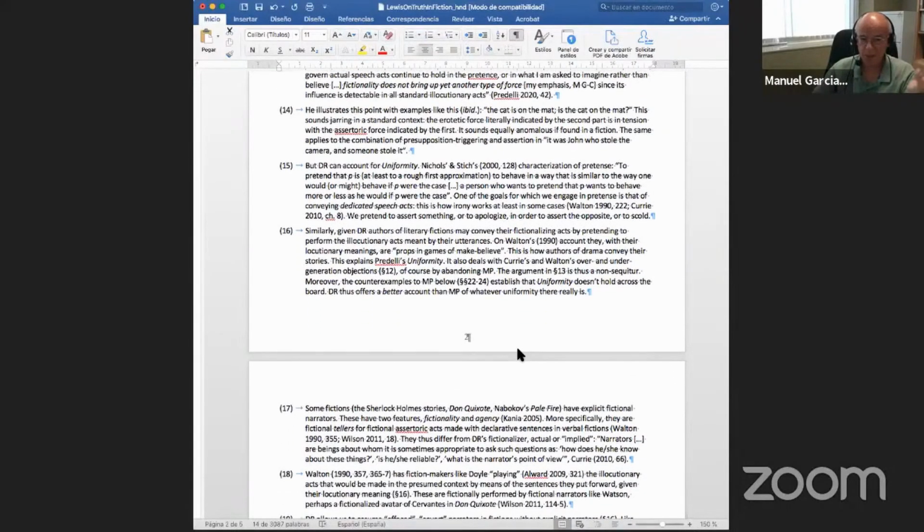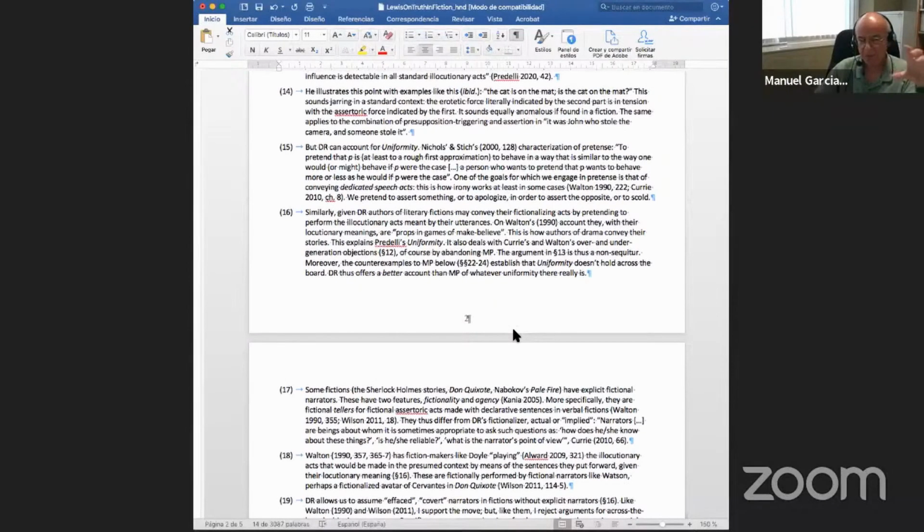So this explains the uniformity that Predelli finds in fiction and non-fiction. It's compatible with DR that in many cases fictionalizing is done by pretending to do ordinary speech acts. I didn't present these other objections, so I will not go into that. So this shows that the argument, as an abductive argument, is not good, because there is an alternative explanation compatible with the alternative theory that fictionalizing is a specific speech act. And moreover, the uniformity is limited.